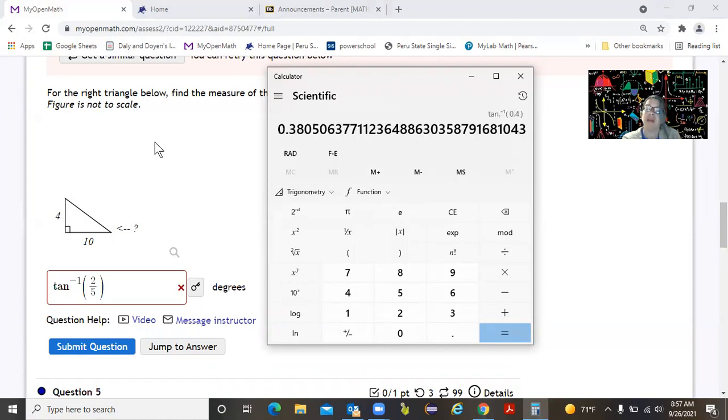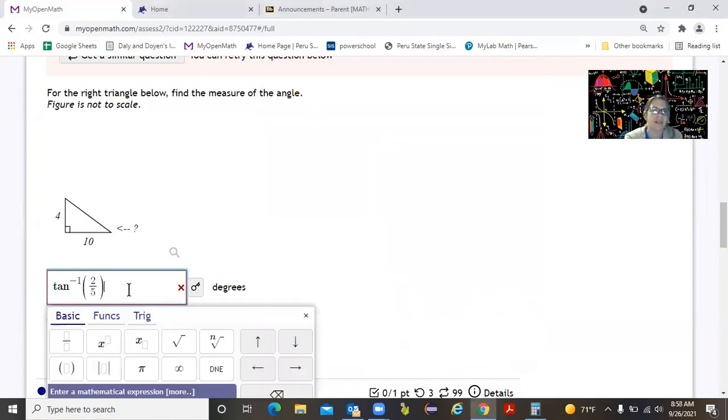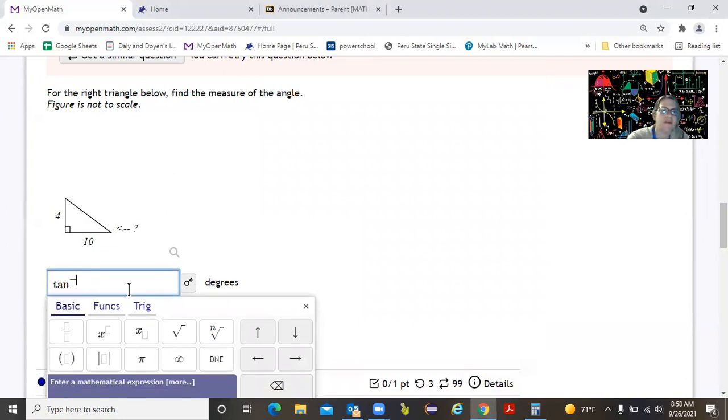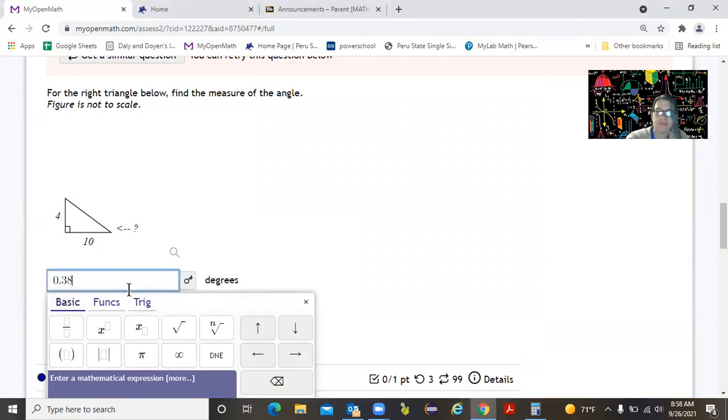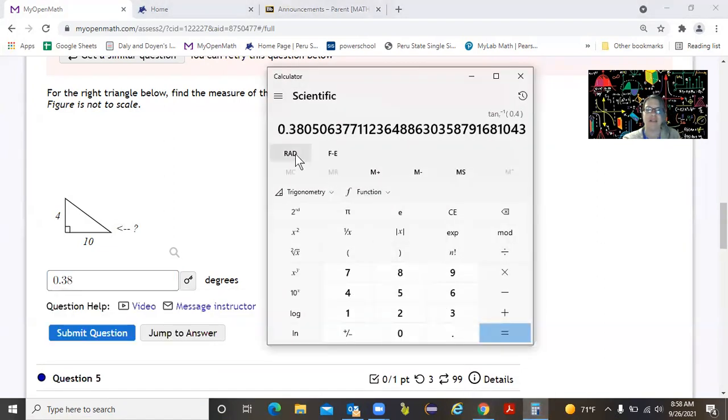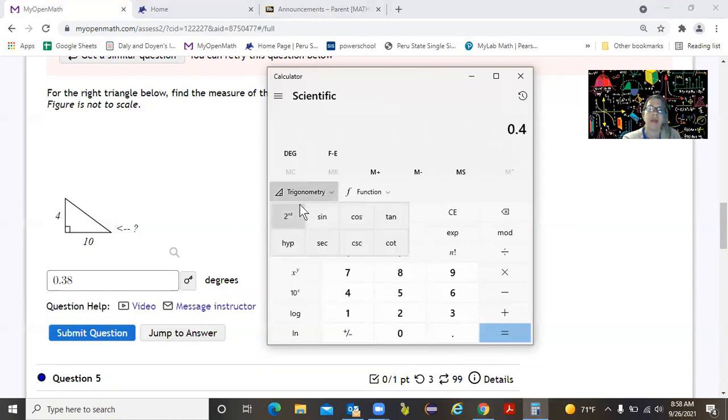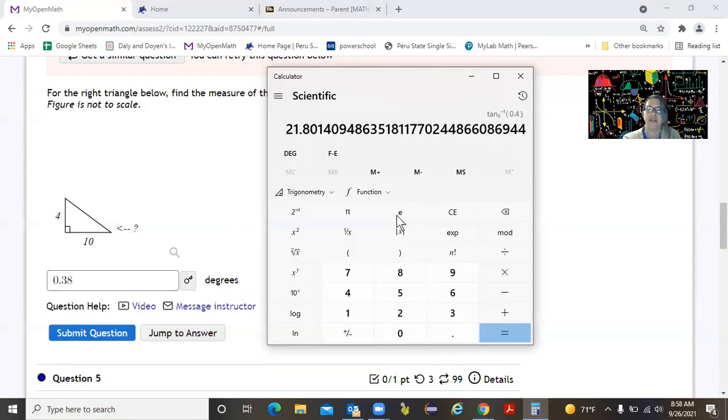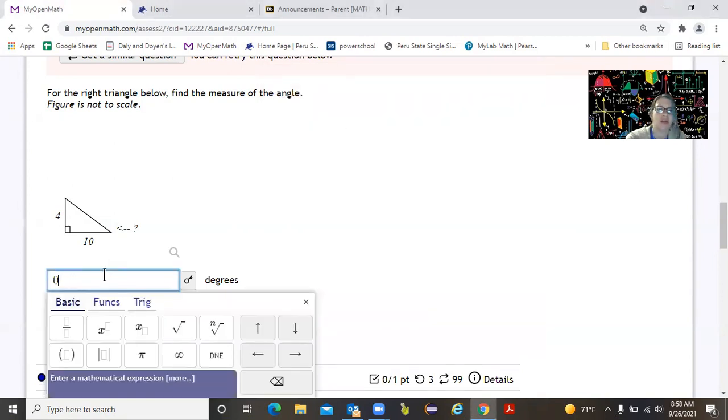And it looks like 0.38. And this one does not specify decimals. Oh, you guys, I was not in degrees. Move that over to degrees first. Oh, not gradients. Okay, so 0.4, second tangent. Okay, 21.8. I'm just going to try 21.8, see what happens.